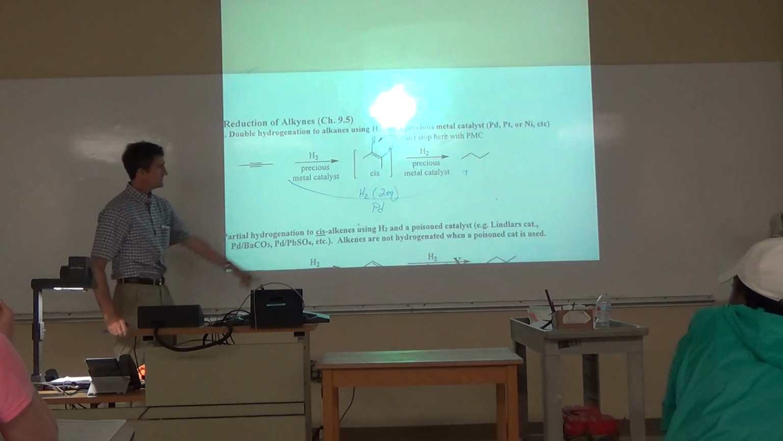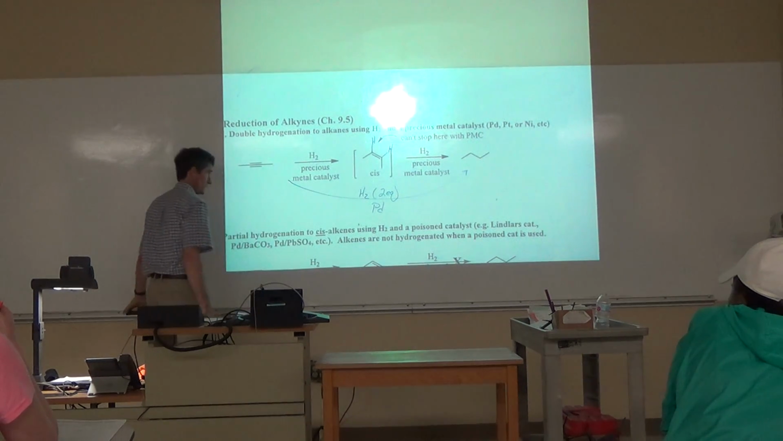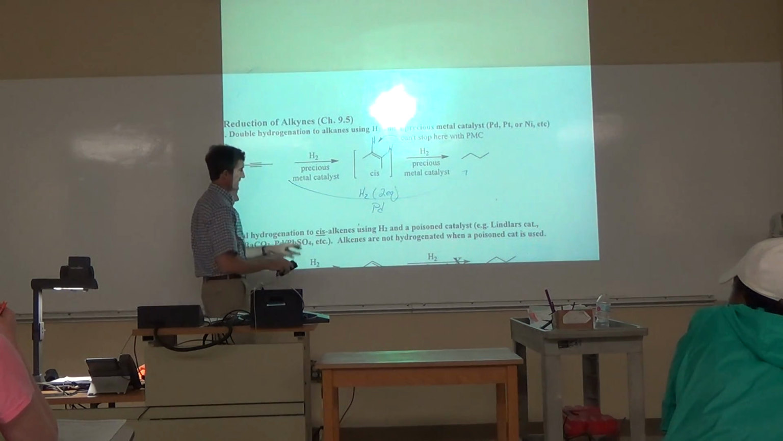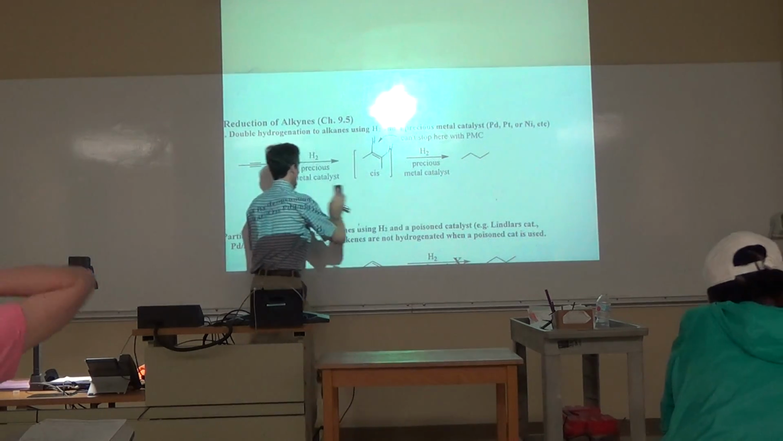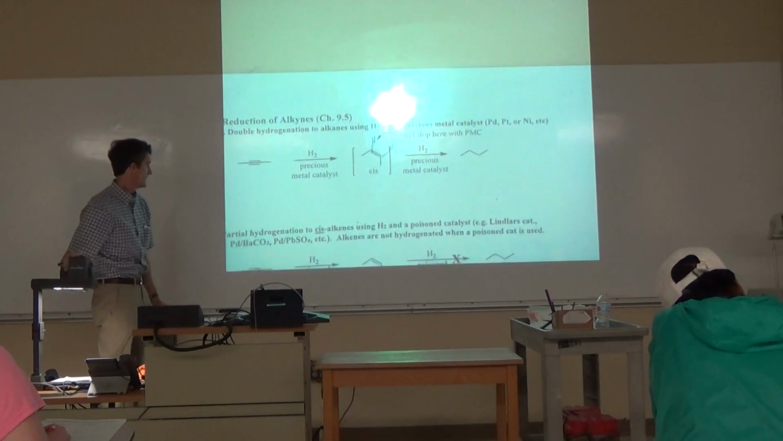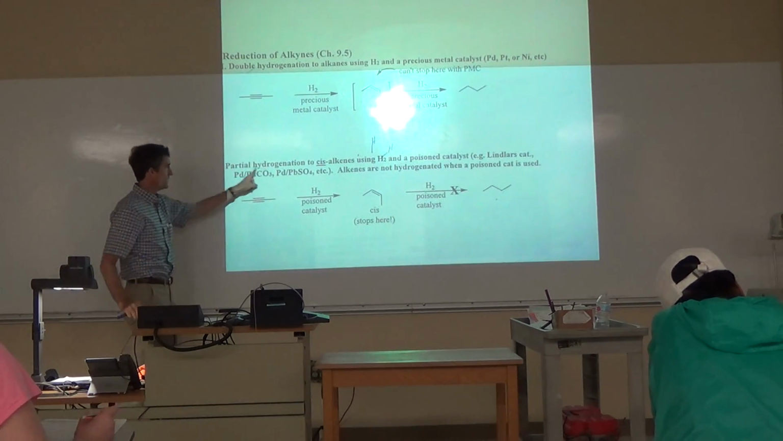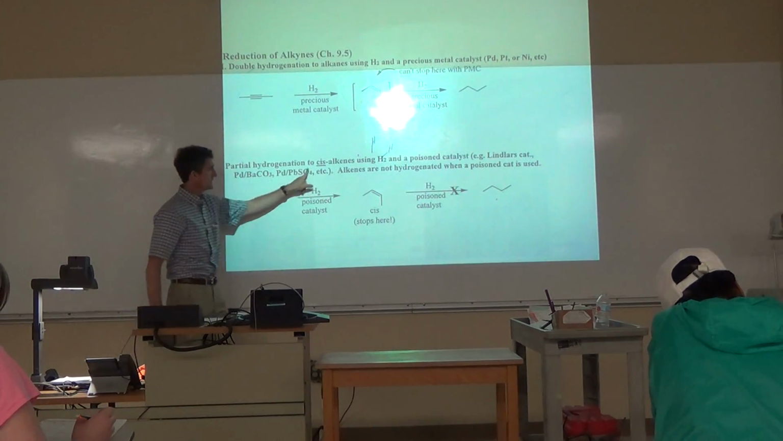Okay, can you stop at the cis? You can. We'll look at that. Not with a regular catalyst. You have to use a special catalyst, and you can stop at the cis. That would be called partial hydrogenation to cis alkenes.